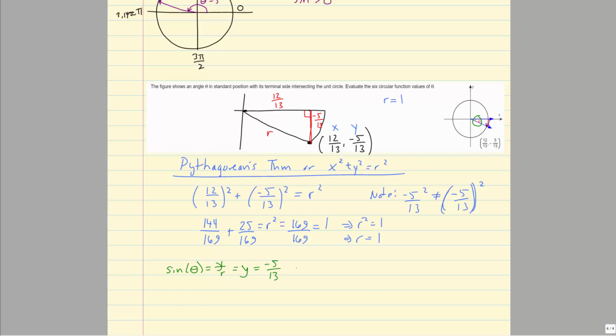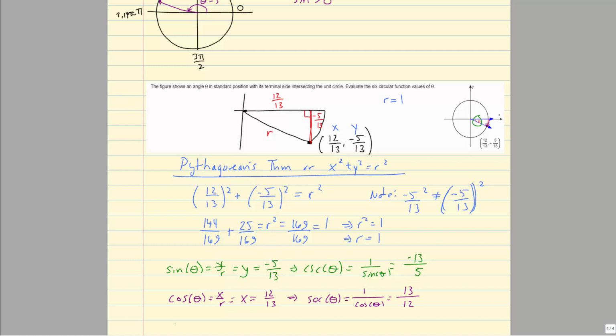Sine theta, that would mean cosecant theta would be the reciprocal. It's 1 over sine. So it'd be a negative 13 over 5. Now the fact that the negative is on top for both is just fine. You don't want to put the negative in the denominator because it gets lost. Here I have cosine theta, that's x over r. R is 1, so this is just x, and I'd have 12 over 13. Secant is the reciprocal, so it would be 1 over the cosine of theta. And that's the reciprocal of 12 over 13, so that's 13 over 12.